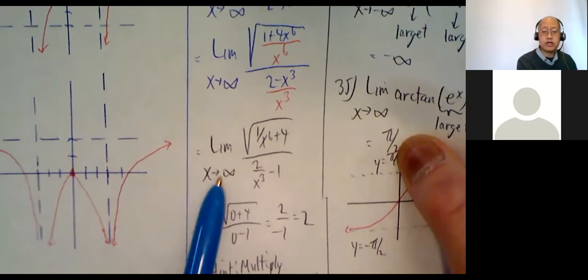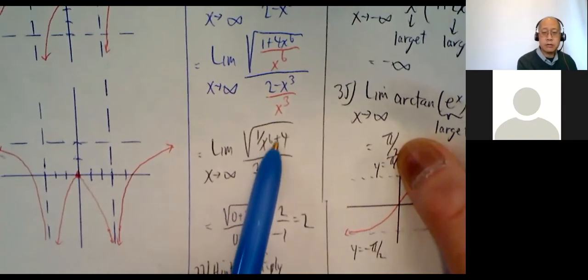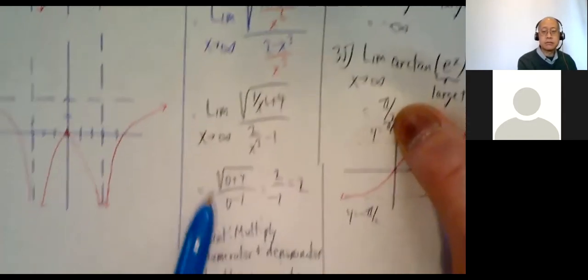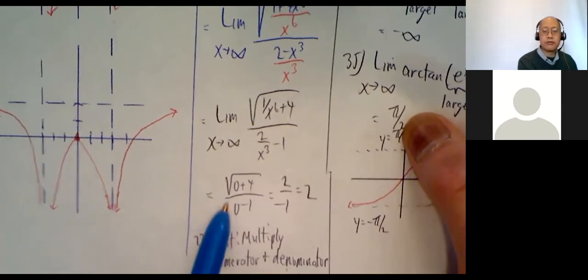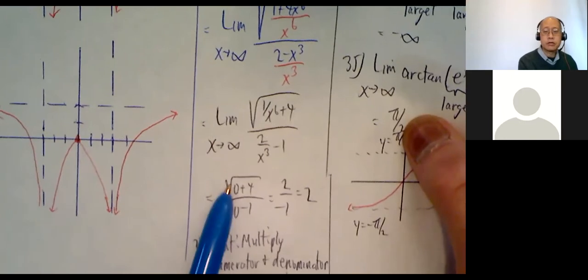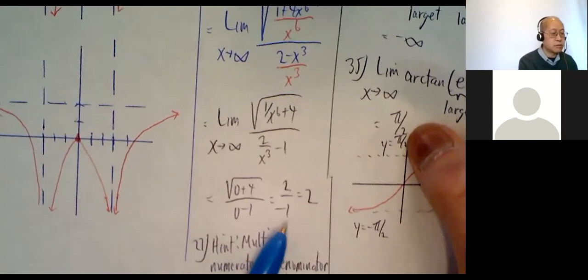Because now for super big x, plug in 1,000, a million, a billion, that's 0. That's 0. So I don't have to write the limit anymore. Square root of 0 plus 4 over 0 minus 1. Square root of 4 is 2. So 2 divided by -1, which is -2.